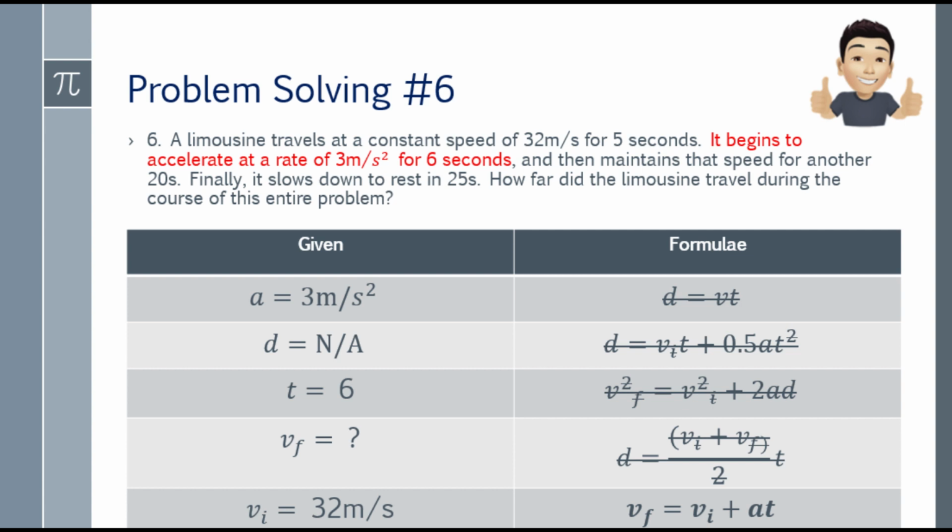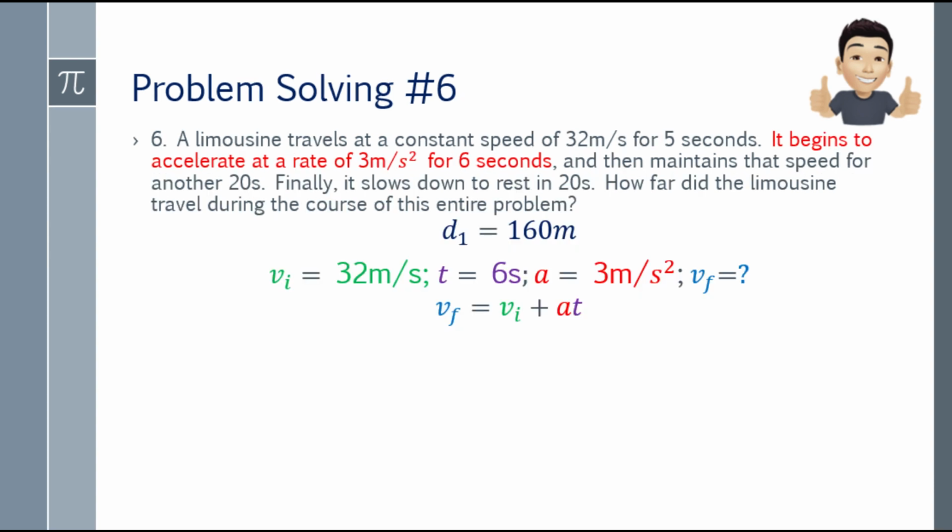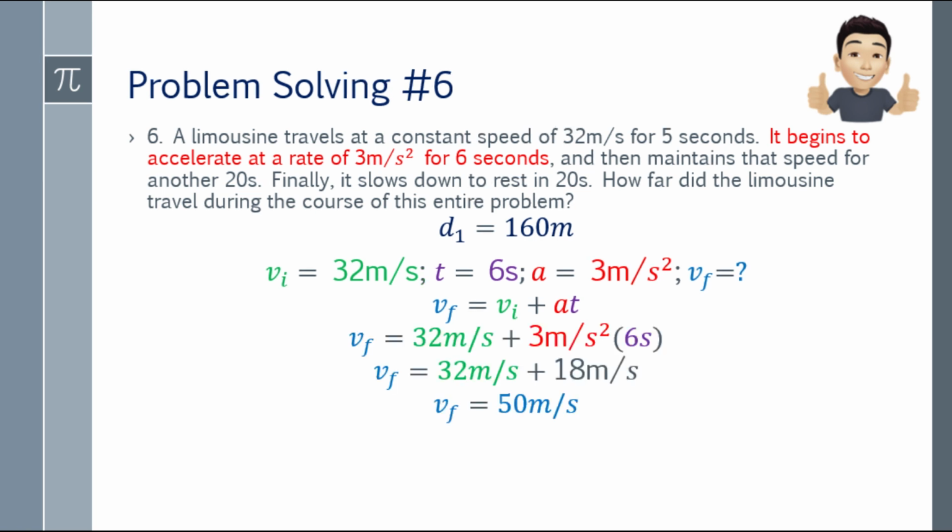Ang gagamitin natin formula dyan, that will be final velocity is equal to initial velocity plus acceleration times time. Let's substitute the values. Final velocity is equal to 32 meters per second plus 3 meters per second square times 6 seconds. Alright? So, final velocity is equal to 32 meters plus 18 meters. So, the final velocity will be 50 meters per second.